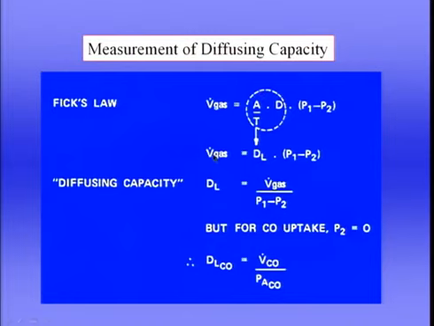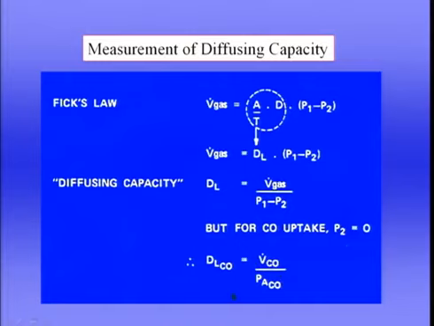And so the equation reads V dot gas per unit time is DL times P1 minus P2. And so we can rearrange that, and the diffusing capacity, as it's called, that's the technical term, for carbon monoxide is the volume of carbon monoxide transferred divided by P1 minus P2. P1 being the alveolar partial pressure, P2 being the partial pressure in the blood. But we already saw that the partial pressure in the blood is vanishingly small. The avidity of hemoglobin for carbon monoxide is such that it can take up an enormous amount of the gas with almost no rise in partial pressure at all.